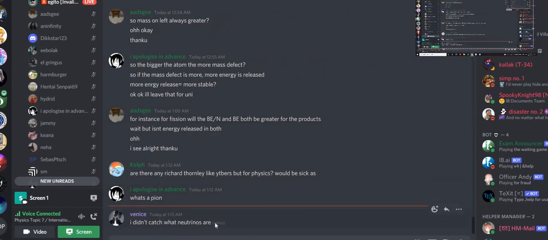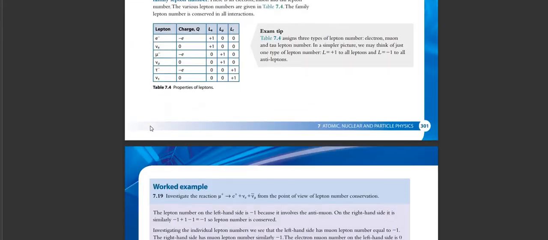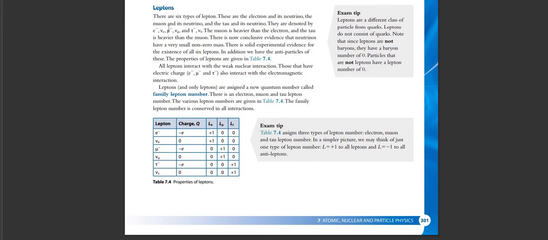That's literally it. Neutrinos. So what exactly are neutrinos? We have our three types of leptons: the electrons, the muons, and the taus. The neutrinos are essentially just chargeless and massless equivalents of their respective leptons. You can just think of it that way.